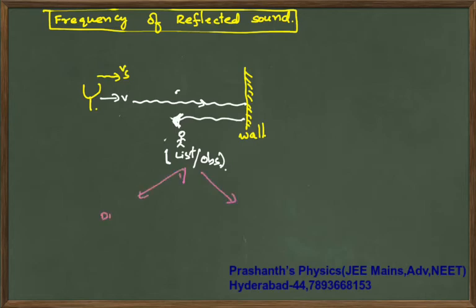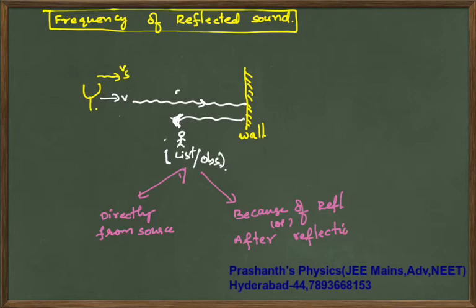The first one is directly from the source. The second one is because of reflection, or after reflection from the wall. So two frequencies are possible here, and we are supposed to calculate these frequencies. For the direct one, you can apply the Doppler effect formula directly.